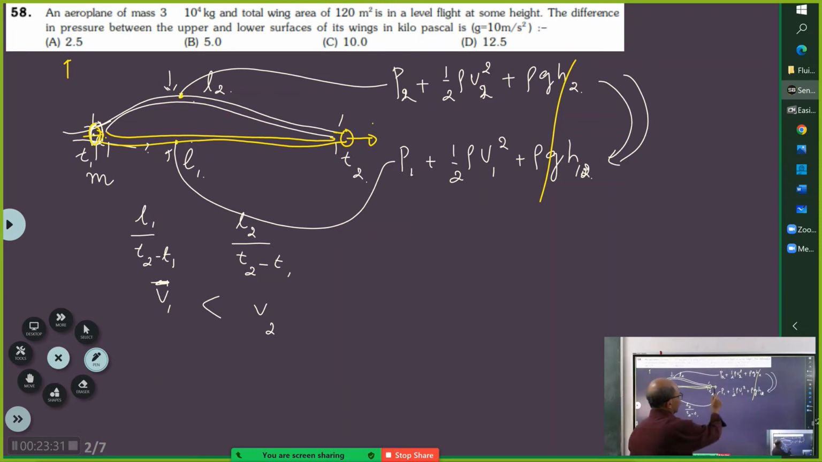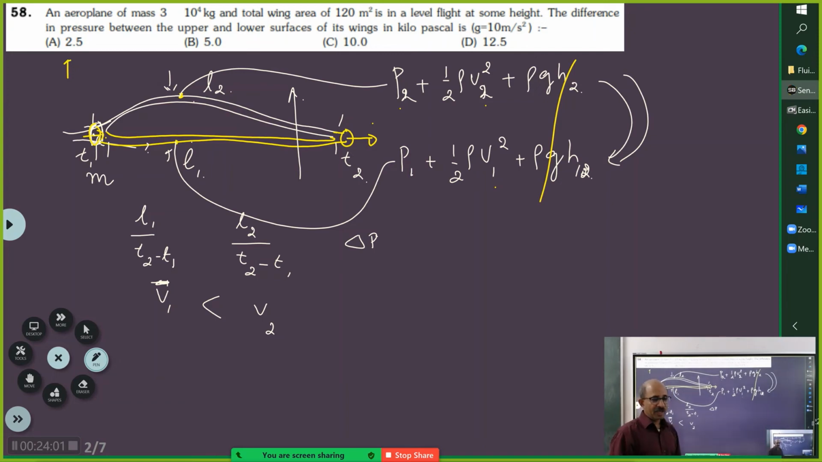Okay. Now if this is to be equal to this, now V2 is greater, then P2 must be less. V1 is smaller, P1 must be greater. Therefore, there will be a pressure gradient in this direction. Correct? We established a pressure gradient in this direction because of the velocity difference. Yes, that is fine.